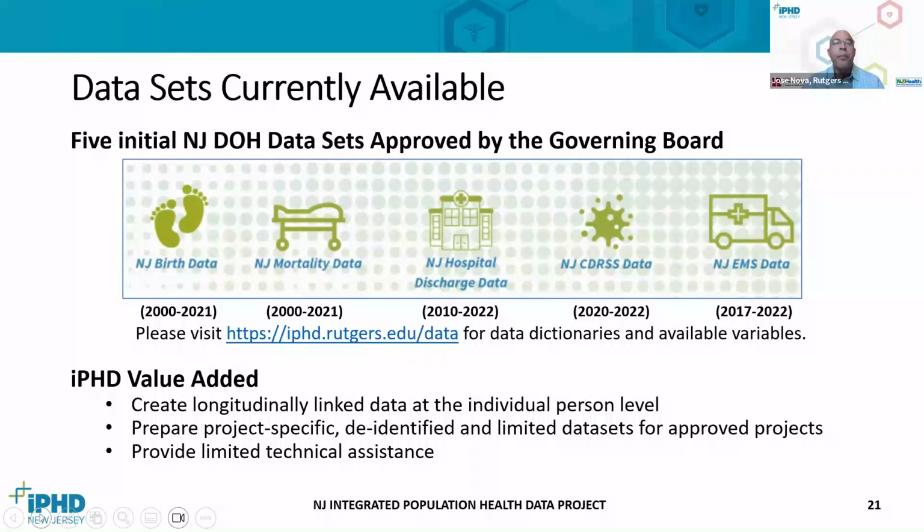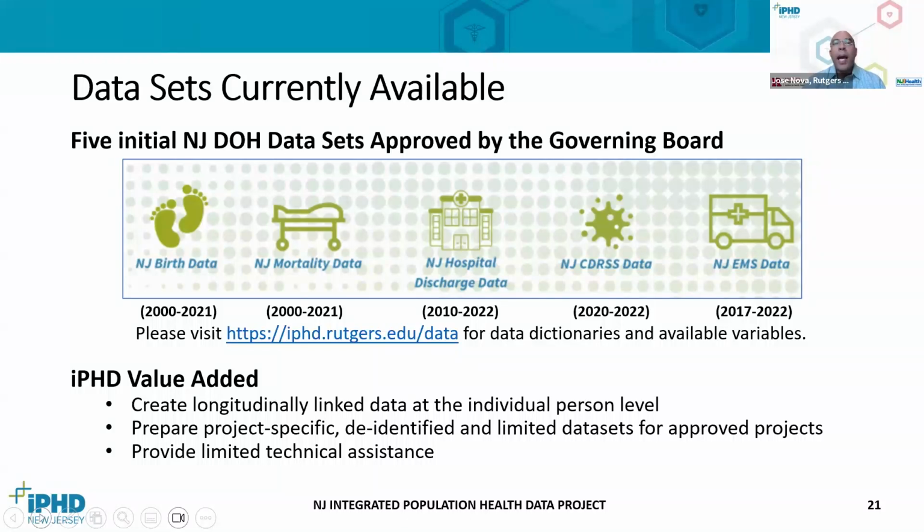I would also highly suggest that you take a look at the iPHD data page, where you can find more information about these data sets, including comprehensive data dictionaries and also the variable list. And this is important to note because although the dictionaries are very comprehensive of all of the fields available, the variable list will guide you on what specific data elements are available for release. And I can talk a little bit about that in terms of de-identified and limited data sets that are available through the iPHD in the next couple of slides.